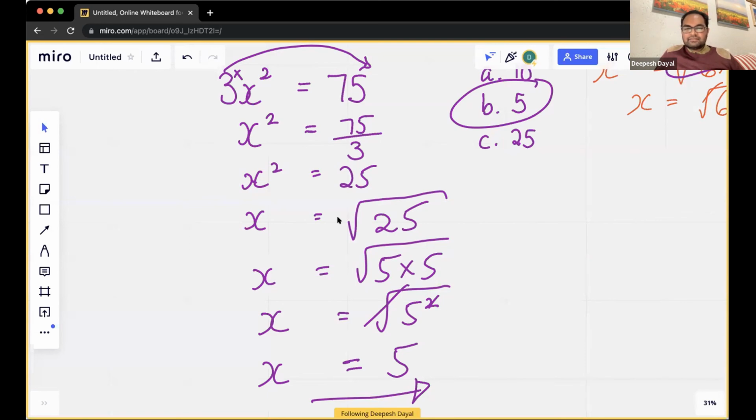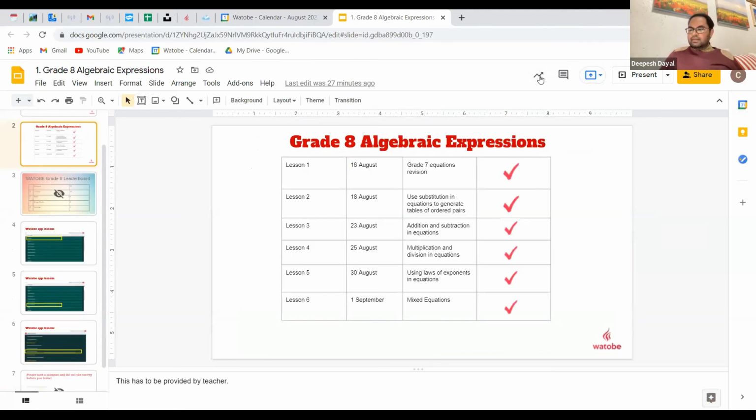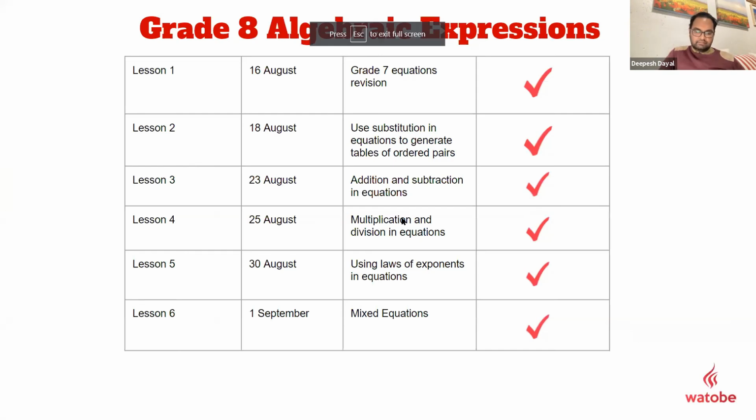This is our last lesson for grade 8. So we're going to be looking at the next section, which will come a little bit later. I think it starts next week. It's on geometry. I'm just going to share my screen quickly and take you through what we have to look at for the next couple of lessons. This is everything that we've been through so far, and lesson 6 is the last one that we did today.